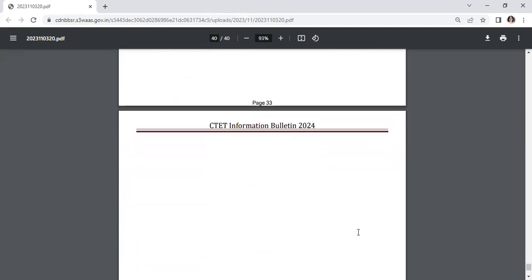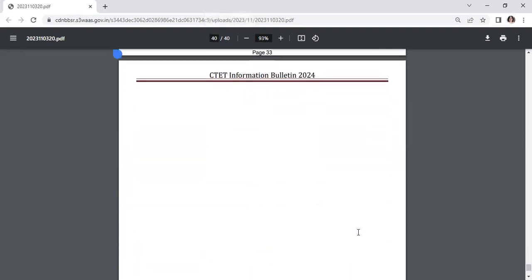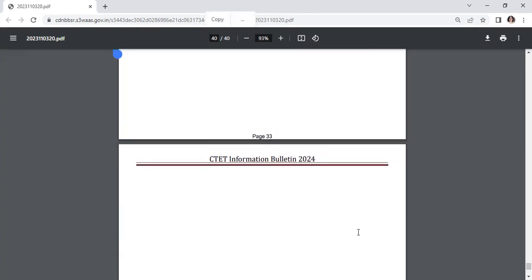So this is all about the CTET Information Bulletin 2024. I hope again that all of you have understood in detail regarding CTET.